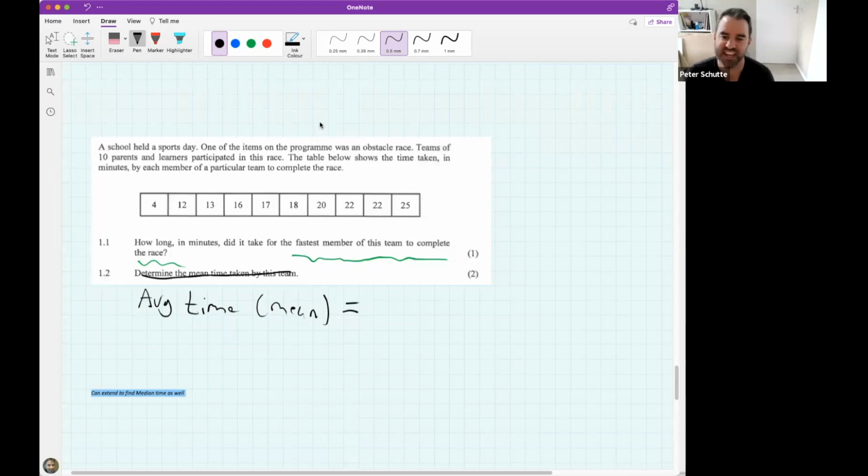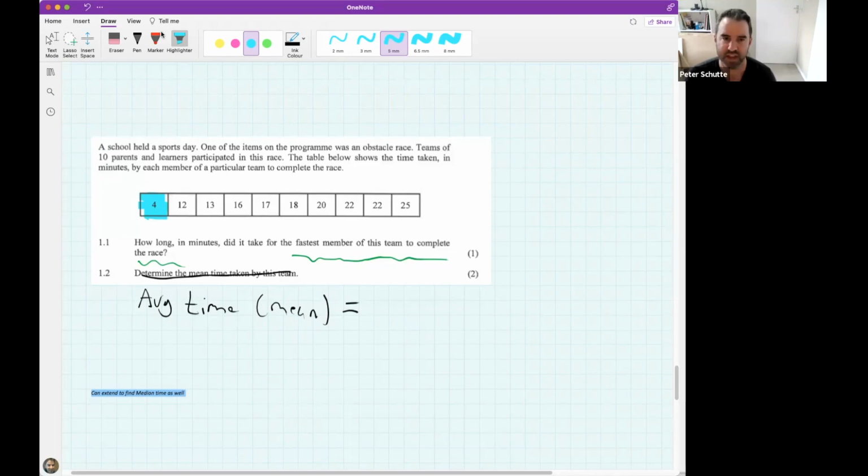Okay, and the sneaky thing about this is in a race, the least time wins. And so 4 minutes will be the fastest time. So sometimes watch out for that, because our brains always think bigger is better, but in terms of a race, less time is better.